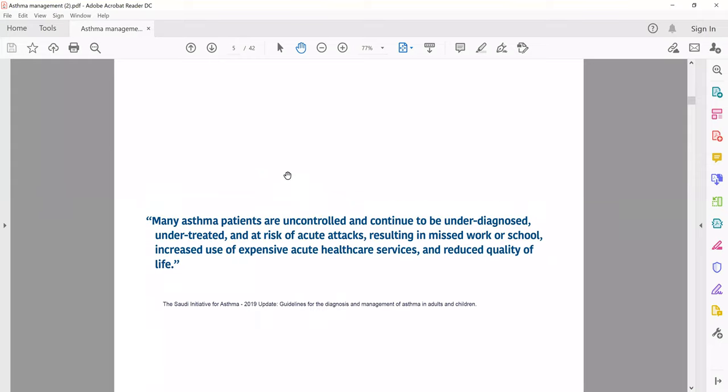The initiative for asthma also addressed that many asthmatic patients are uncontrolled and continue to be underdiagnosed and undertreated and at risk of acute attacks. It's because asthma is a long-term condition, and long-term conditions require a complex relationship between the patient and the physician and the patient's family also. So it's not going to work if the patient refuses the treatment, for example; it requires patient coordination. And it will result in high costs, missed work or school, and expensive acute healthcare services.